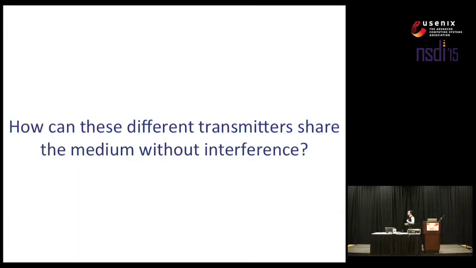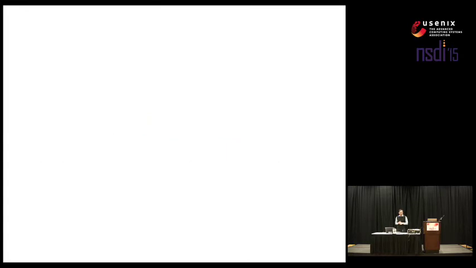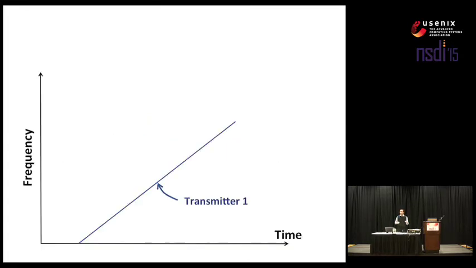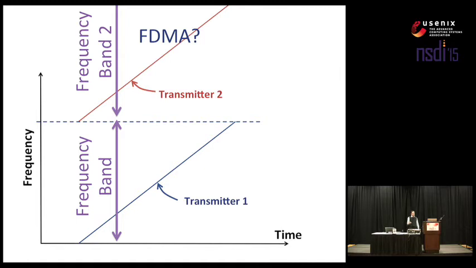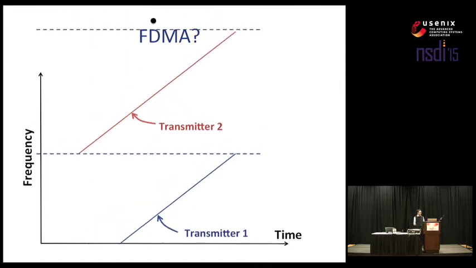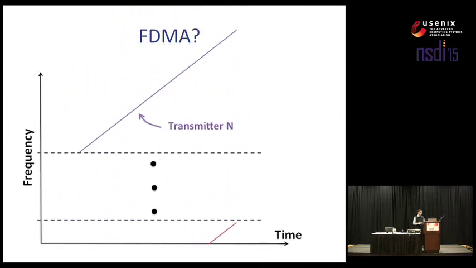Recall that what we have is an FMCW signal where time and frequency are linearly related, and say that we want to use FDMA, or frequency division multiplexing, to share the medium. So the first transmitter will use its own frequency band, the second transmitter will use its own frequency band, and each other transmitter will use its own frequency band. What this would mean is that you would need n times the bandwidth in order for you to localize.